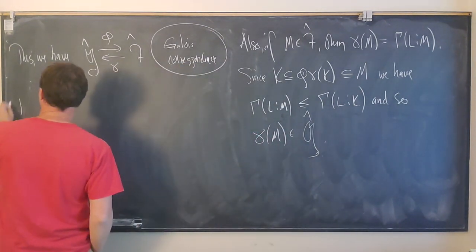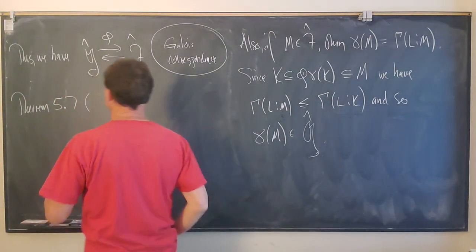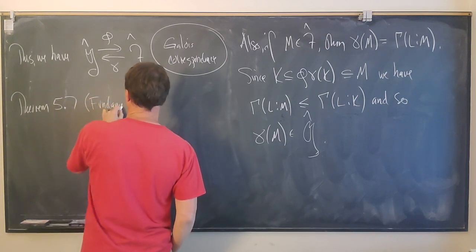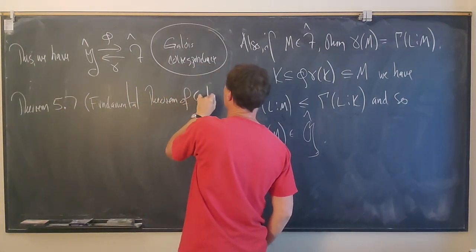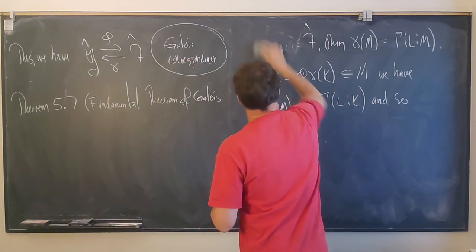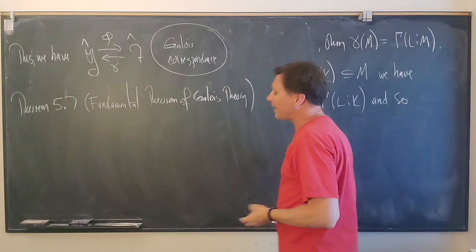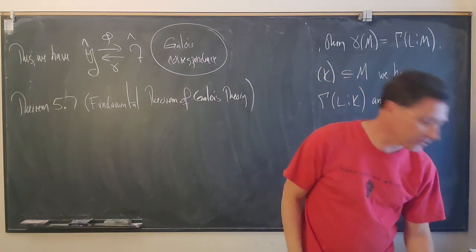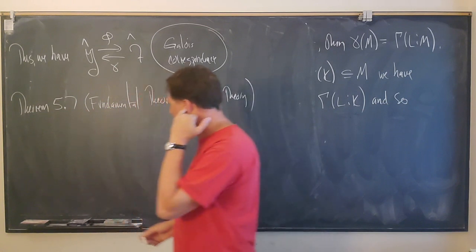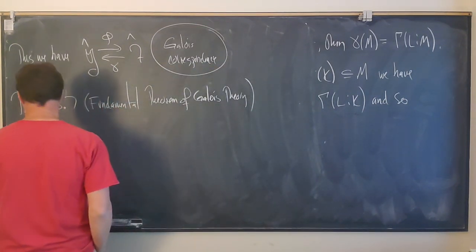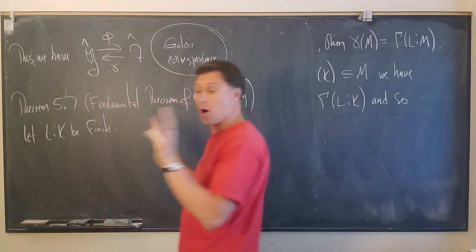Okay, so now we're ready for a theorem. This is Theorem 5.7, and this theorem has a name. It's called the fundamental theorem of Galois theory. With a name like that, it's probably important, right? There's three parts to this, but it goes like this. It has very minimal assumptions. Let L over K be finite. That's it. All it requires is a finite extension.